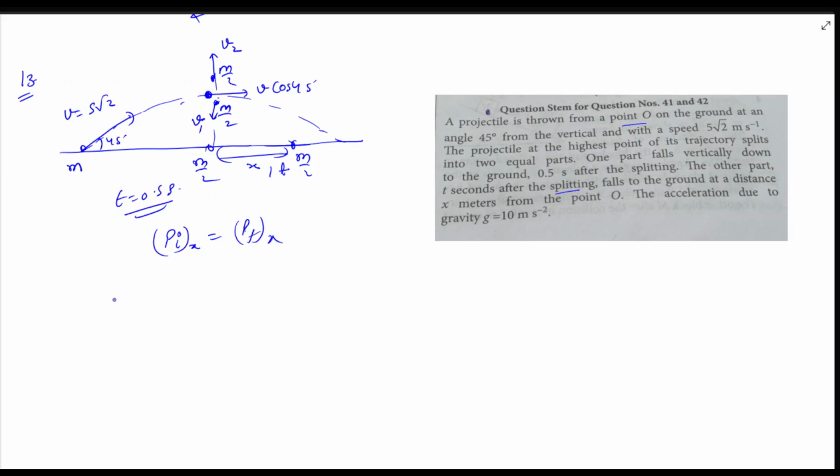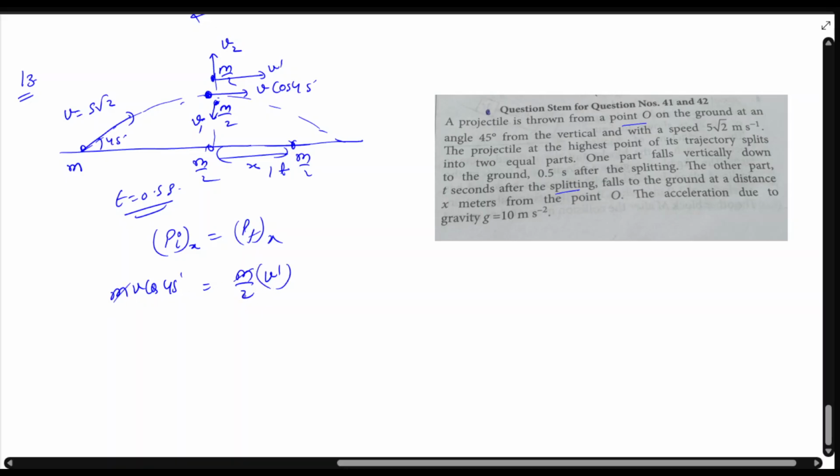In the initial, we'll have mv cos 45 equals to... this particle does not have any horizontal final velocity, so only this will have. Let's say this is v dash. So it will be m by 2 v dash, right? So m will get cancelled. So v dash will turn out to be 2v cos 45. So it will be 2 into 5 root 2 into 1 by root 2. So this will have 10 meter per second.